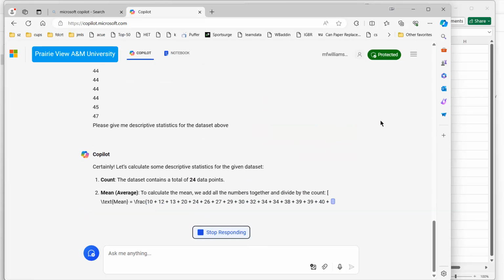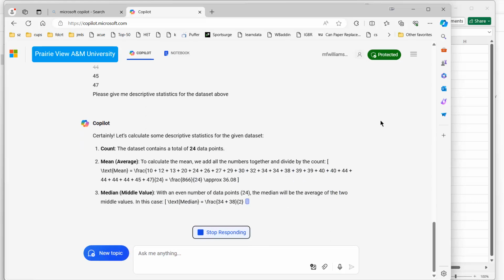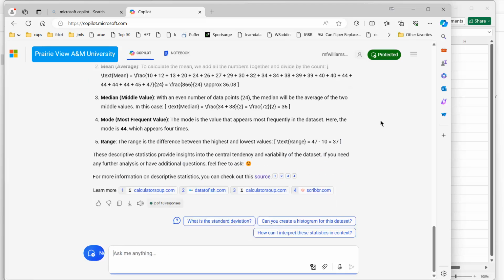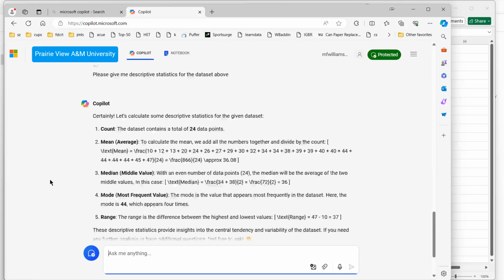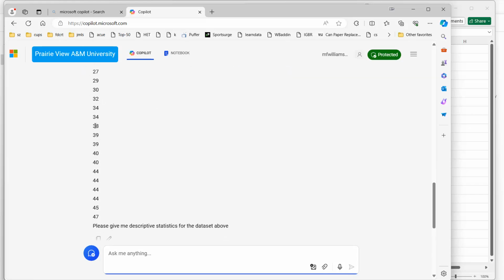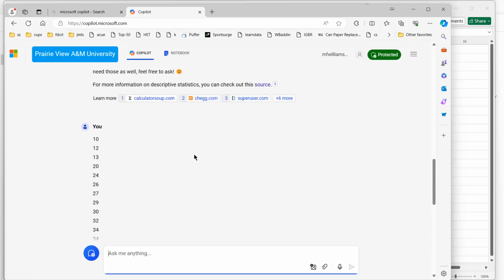Okay, it says there's 24 data points, but there's not. There's only 23. How can it count the number of data points wrong? How can it do that? Let's count them. 1, 2, 3, 4, 5, 6, 7, 8, 9, 10, 11, 12, 13, 14, 15, 16, 17, 18, 19, 20, 23. How does it get 24?